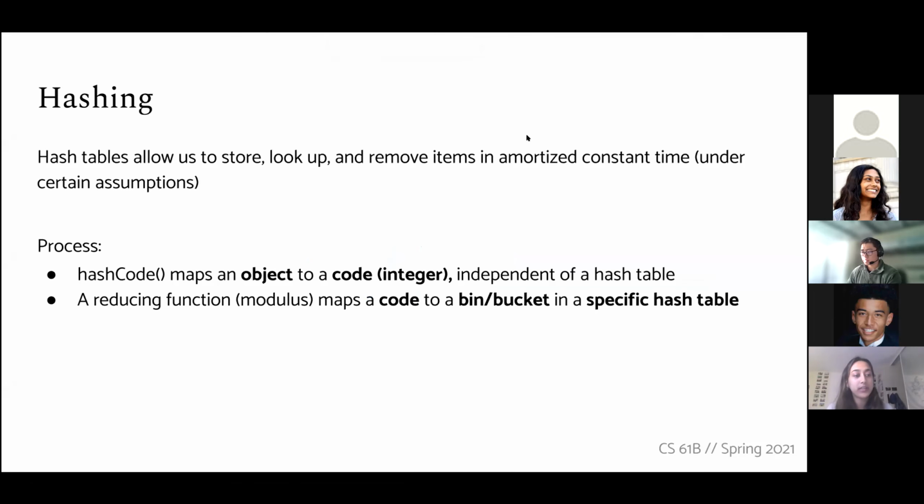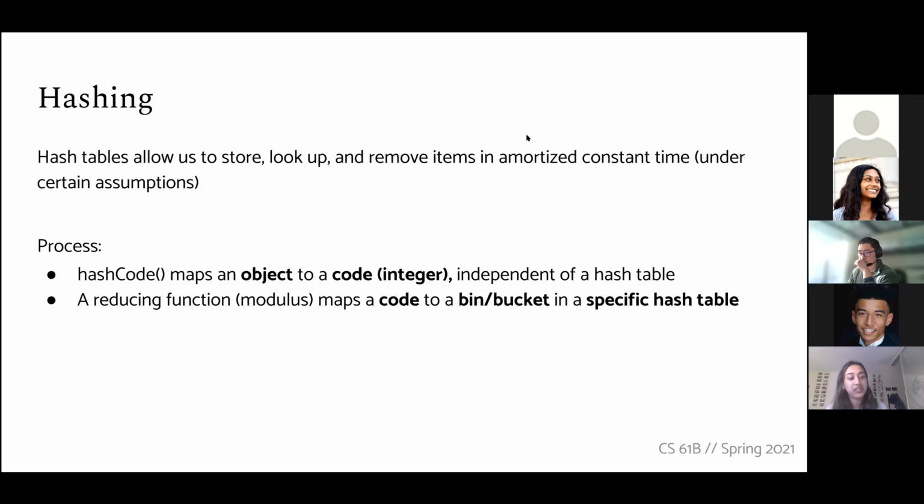The main process for adding into a hash table is that first you want a hash code, which will map a certain object to a code independent of your hash table. And this code is usually some kind of integer. You might have seen this in your Gitlet implementation where sometimes you use that SHA-1 function or whatever, you're hashing, right?